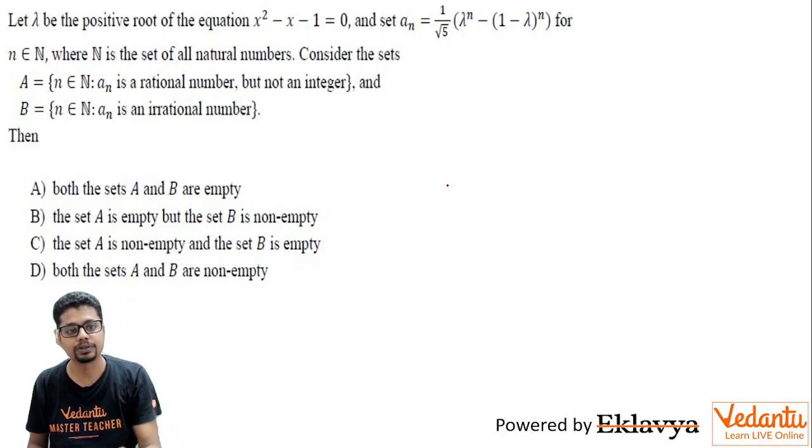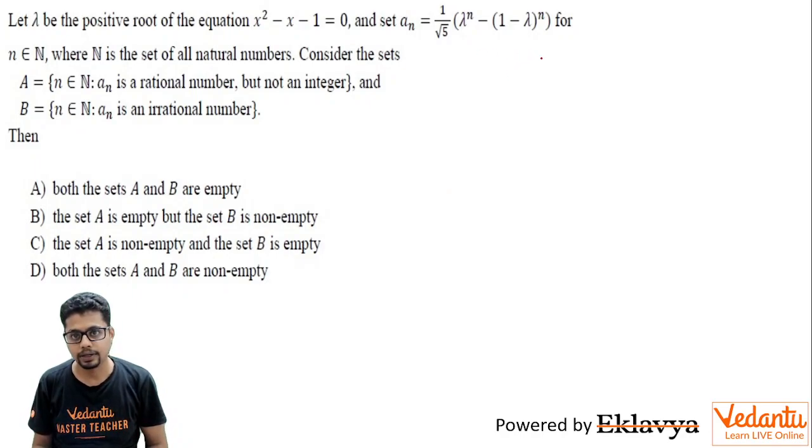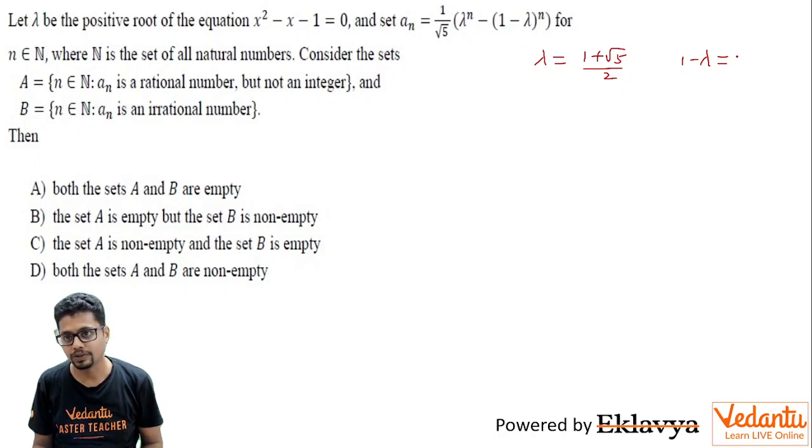So there are options which suggest whether A and or B are empty or non-empty, and we have to choose the right option. Here lambda being the positive root, clearly lambda is (1 plus root 5) by 2, and 1 minus lambda would be the other root, because the sum of roots of this quadratic is 1. So 1 minus lambda is (1 minus root 5) by 2. So what about an?